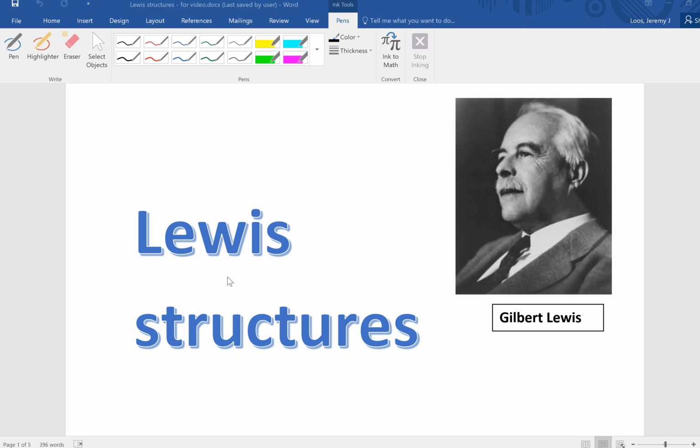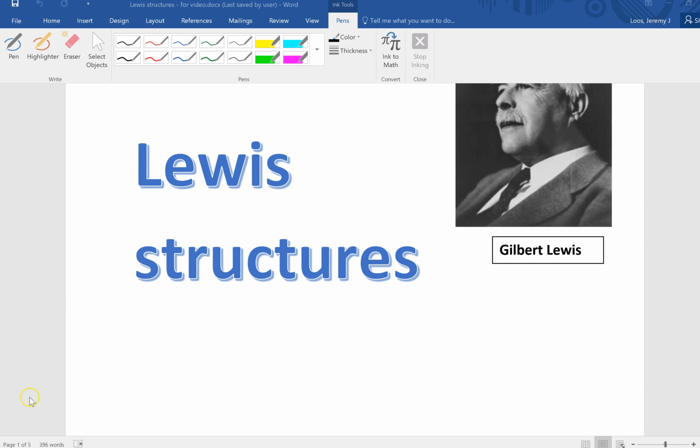This is IB Chemistry Flipped Classroom, and we're going to talk about Lewis structures today. Now, a ton of stuff about Lewis structures, or really covalent bonding in general, was pioneered by this man right here, Gilbert Lewis. Fantastic chemist and great name, Gilbert.